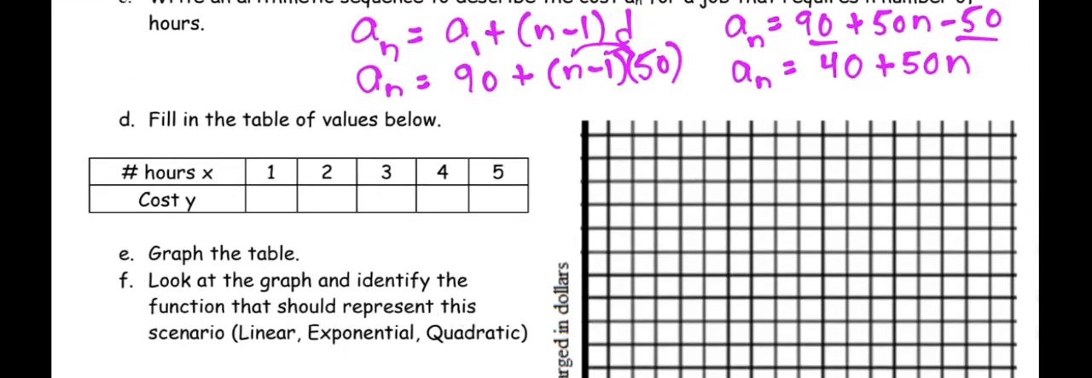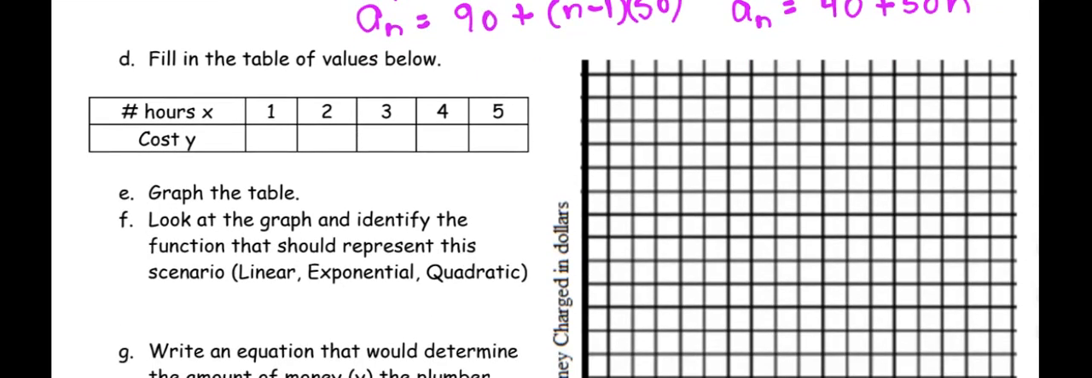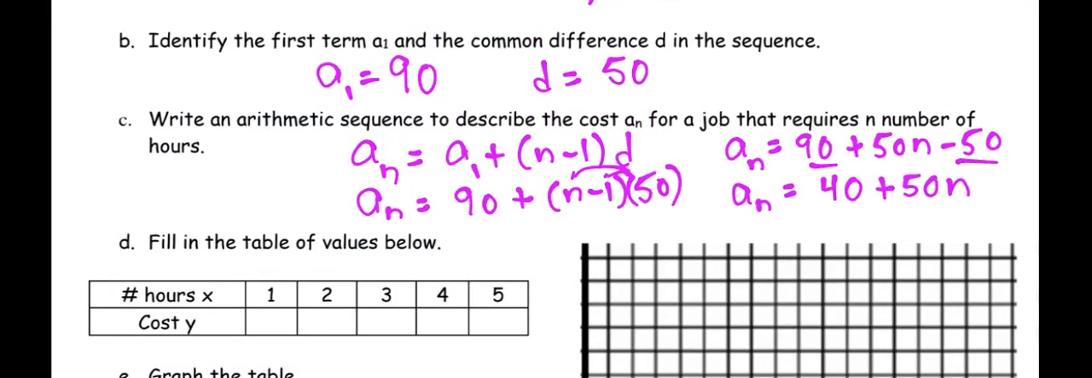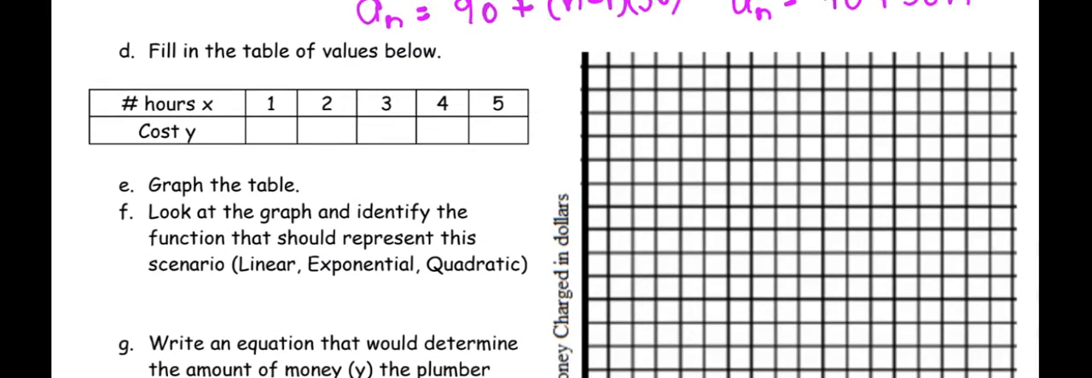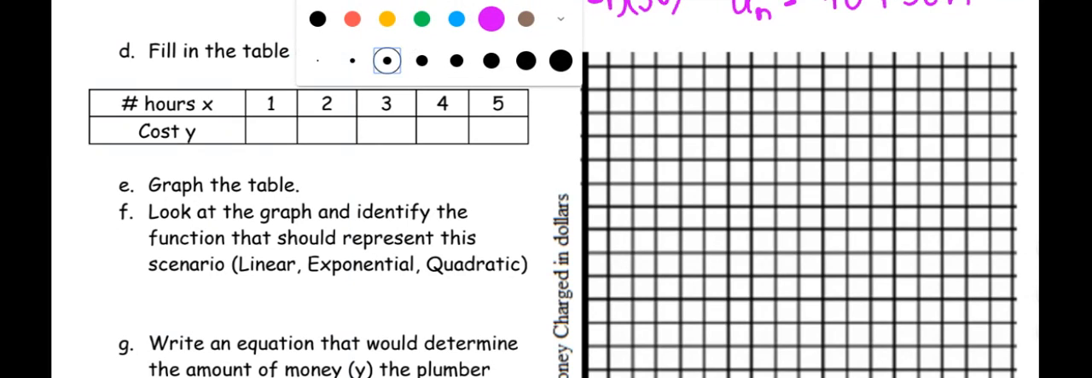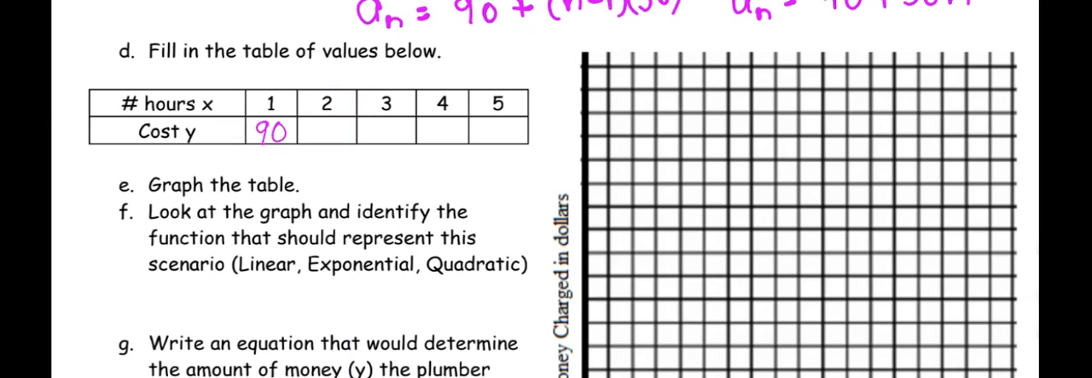Now the question after that says, instead of having a list for a sequence, fill in the table for the cost, which is y, based on x number of hours. So for the first hour, we know we have 90. For 2 hours, the cost is 140. For 3 hours, we know the cost is 190. 4 hours is 240, and 5 hours is 290.